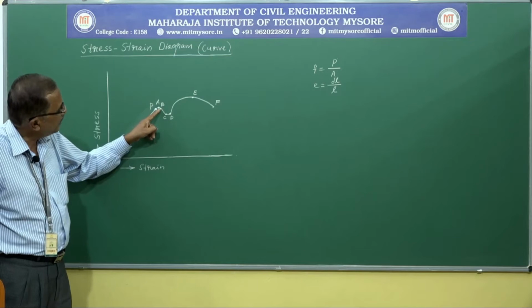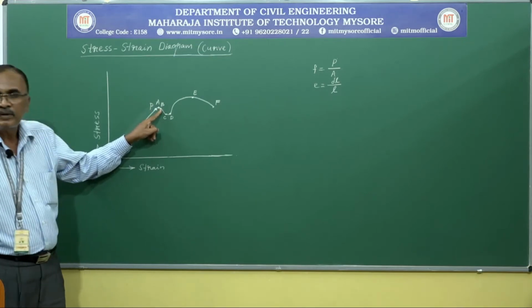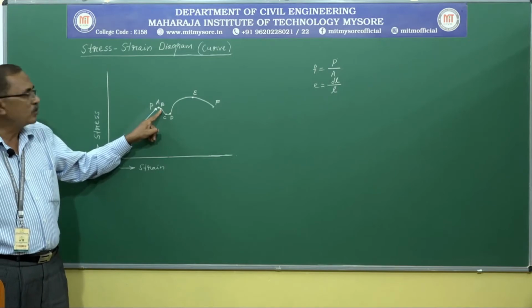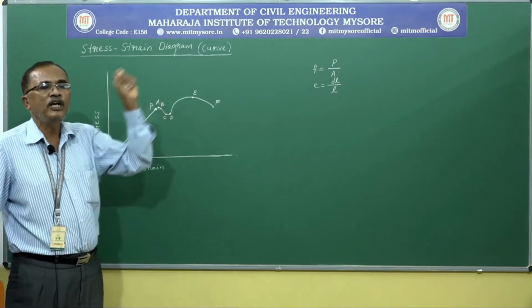Then we can see here again a sudden downward trend in the curve from A to B. Point B is known as the yield point.